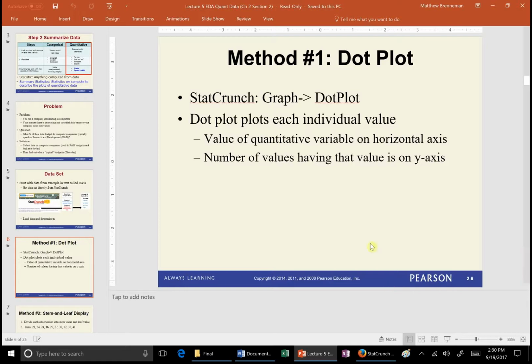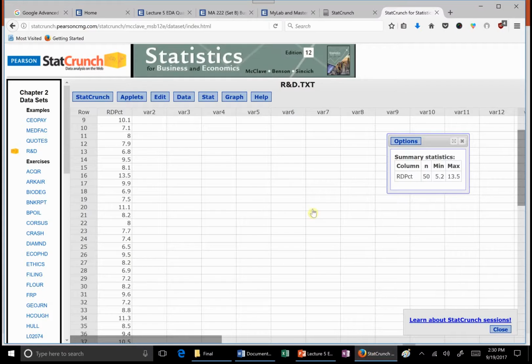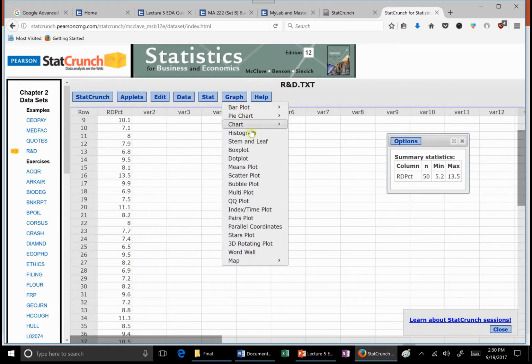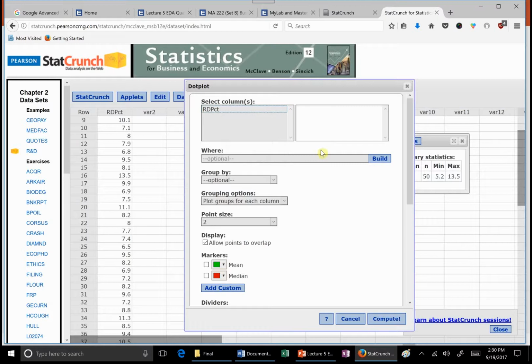So let's go ahead and do this in StatCrunch. We'll just do Graph, Dot Plot. Notice something really nice about all the plotting commands. They all have the same basic format. It's first going to ask me, what do you want to plot? I only have one choice. That's easy. And you can increase the point size. This will increase how big the dot is. I'm not going to worry about that.